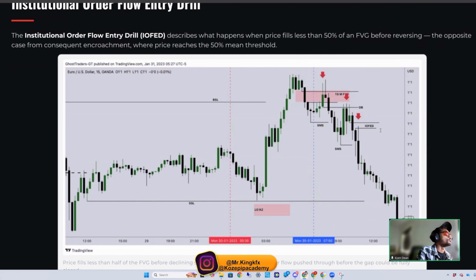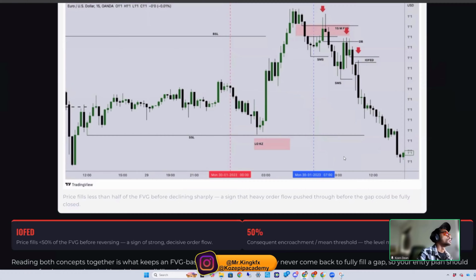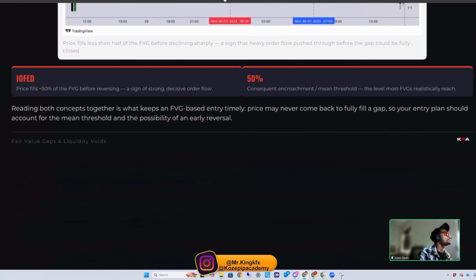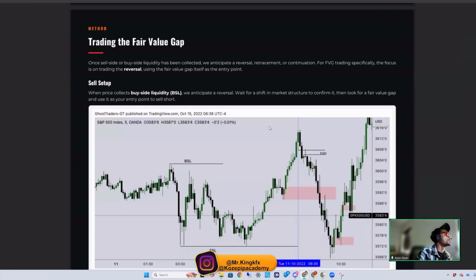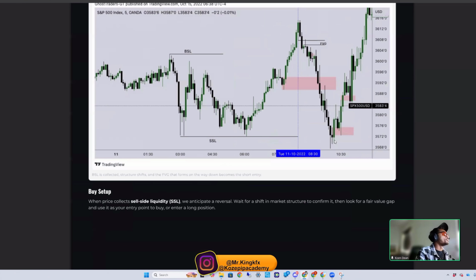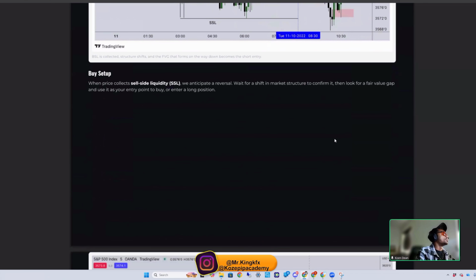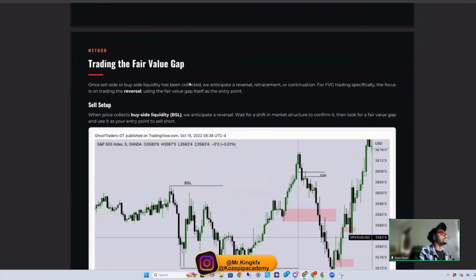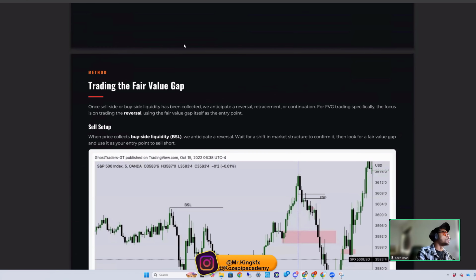So let's call it an IOFED, right? Institutional order flow entry drill. And then we're going to get into trading the fair value gap, right? So this is the meat and potatoes. We're going to get into trading the fair value gap, and then right after, we are going to get into the trend line strategy, and that's going to conclude our session for day two's bootcamp.